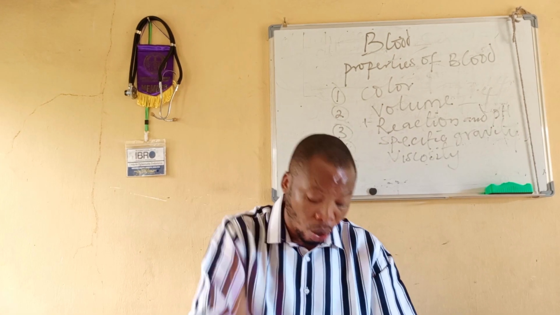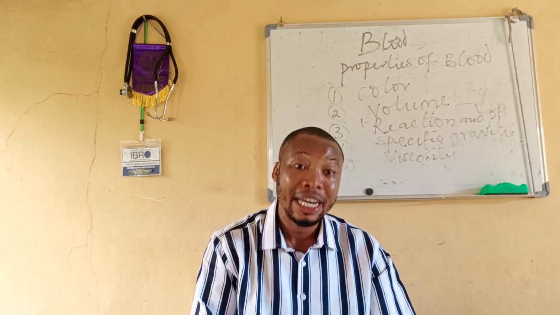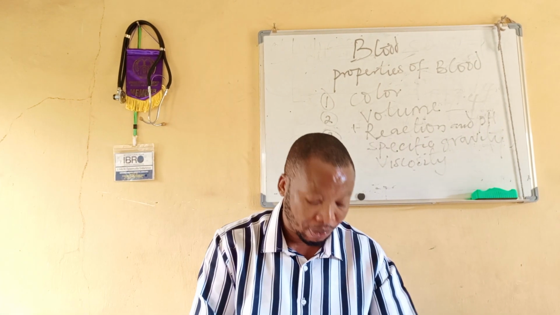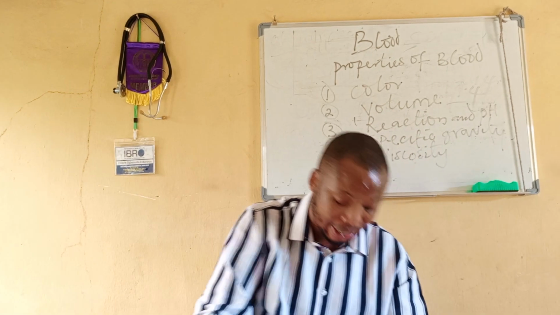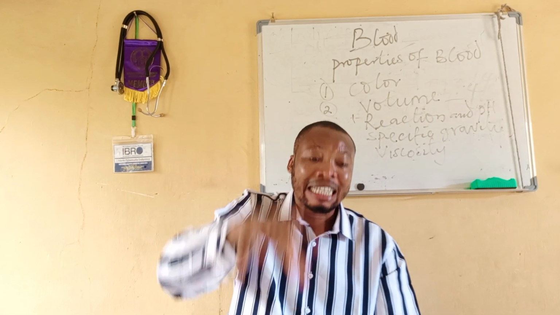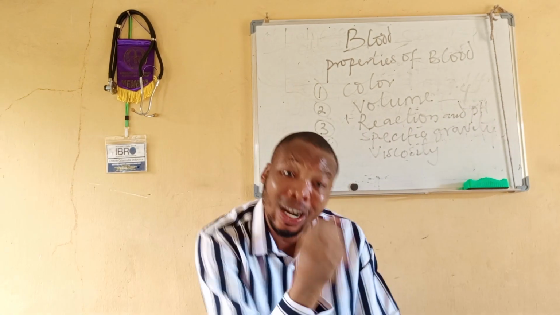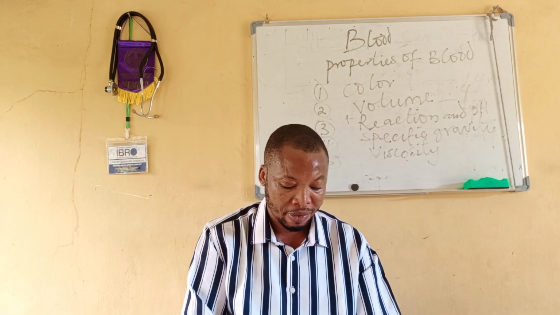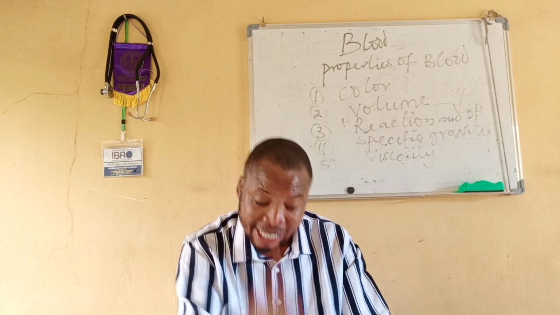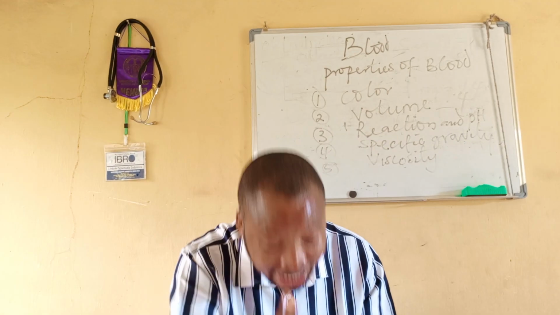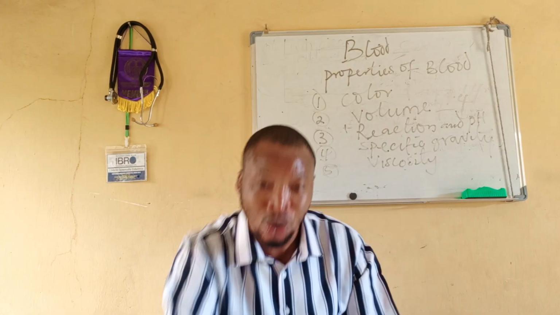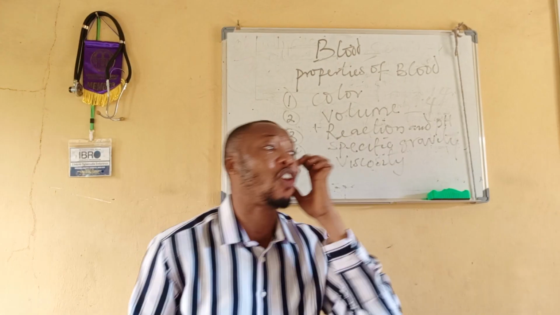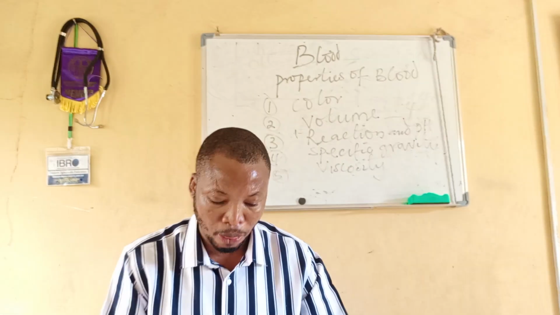The next function of blood is regulation of body temperature. In the intravascular system, there is increase in temperature. So the blood itself is able to checkmate the body temperature. Because the blood has high specific heat, blood is responsible for maintaining the thermoregulatory mechanism in the body. That is the balance between heat loss and heat gain in the body. It is the blood.